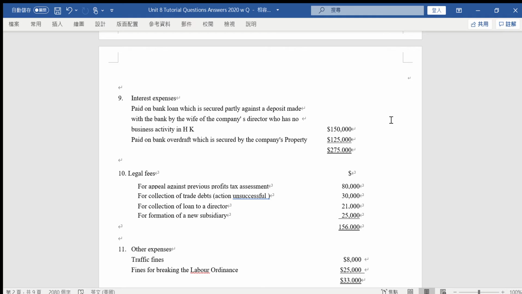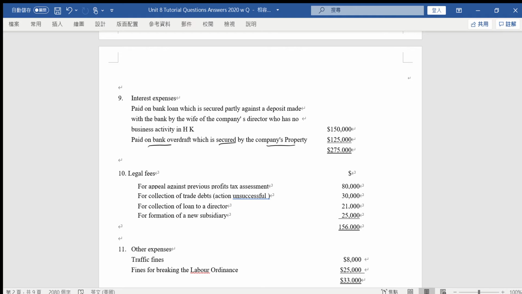Okay, and then the second item, interest paid on a bank overdraft, which is secured by the company property. Now that is fulfilled, and that is a financial institution, and also secured by the company properties, not by a deposit. It also satisfies the secured loan test, section 16A. And because of that, no problem. We no need to adjust these figures.